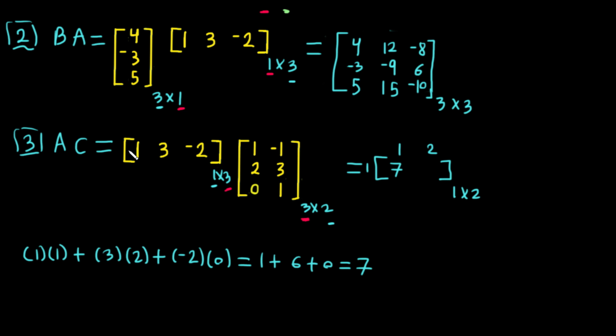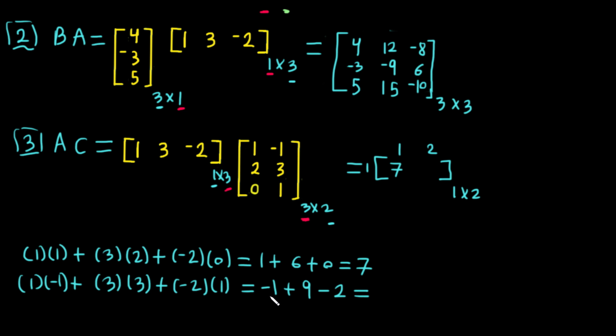For the second one here, we have to multiply this one by this one. So 1 multiplied by negative 1, plus 3 multiplied by 3, plus negative 2 multiplied by 1. 1 multiplied by negative 1 is negative 1. 3 multiplied by 3 is 9. Negative 2 multiplied by 1 is negative 2. Then negative 1 plus 9 is 8, minus 2 is 6. So the answer here will be 6. So for AC, we get only 2 elements. Let's erase this and these numbers.